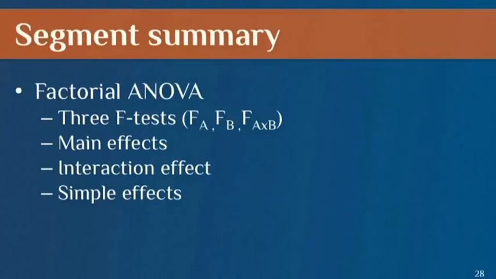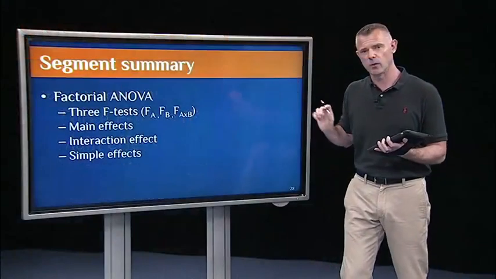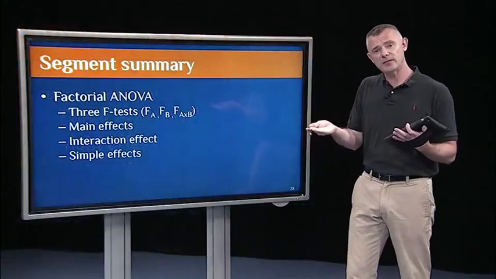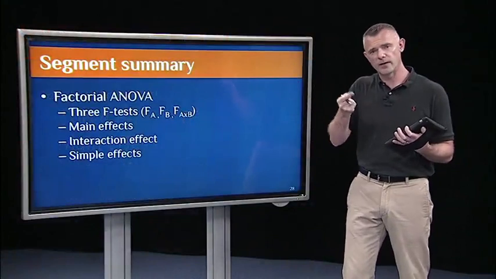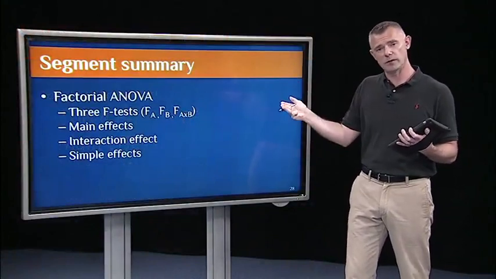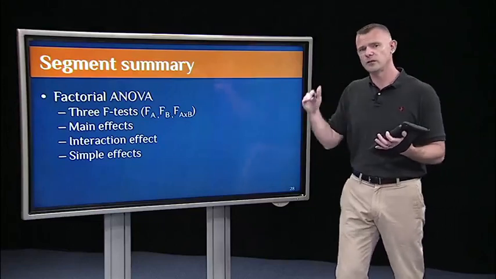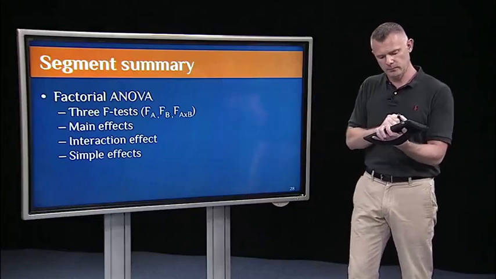So to wrap up this segment, in the next segment I'm going to give you a full example. We'll walk through some results from R, but this is a long segment as is, so I want to just wrap it up here. With a factorial ANOVA, you're going to get 3 F tests, one for the main effect of A, one for the main effect of B, one for the interaction. You can look at main effects, interaction effect, and simple effects.